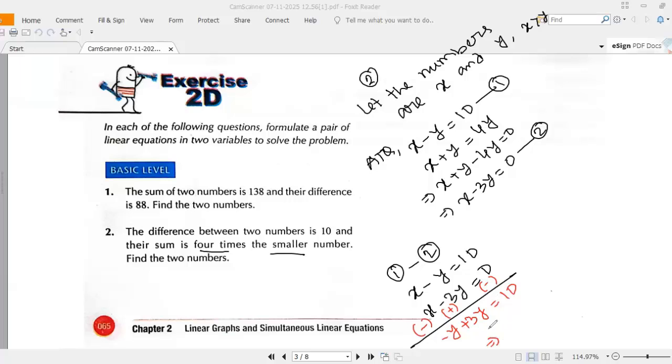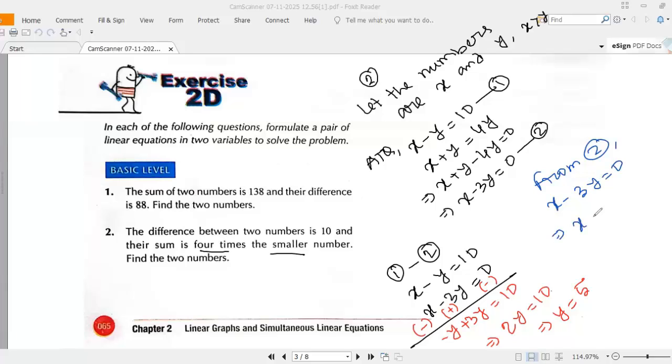So 3y minus y will be 2y equal to 10, or we can say the value of y will be 10 by 2, 5. Okay. Now we need to find out the value of x. So from equation number 2 or equation number 1, whatever you want to try, but I prefer equation number 2 here because if we put the value of y here, then we can easily find out the answer.